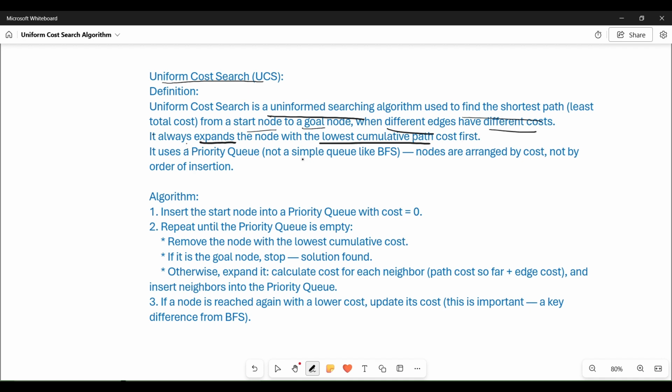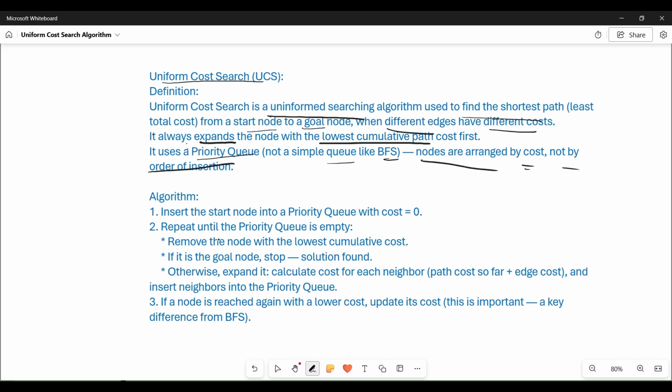Every searching technique uses data structures, like BFS uses a queue and DFS uses a stack. Here uniform cost search uses a priority queue. A priority queue will store the lowest cumulative path cost values first in the queue. Here nodes are arranged by cost, not by the order of insertion.